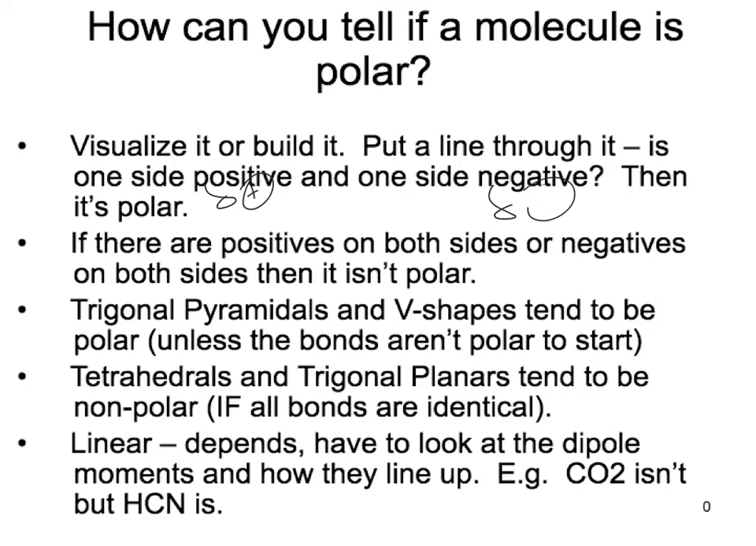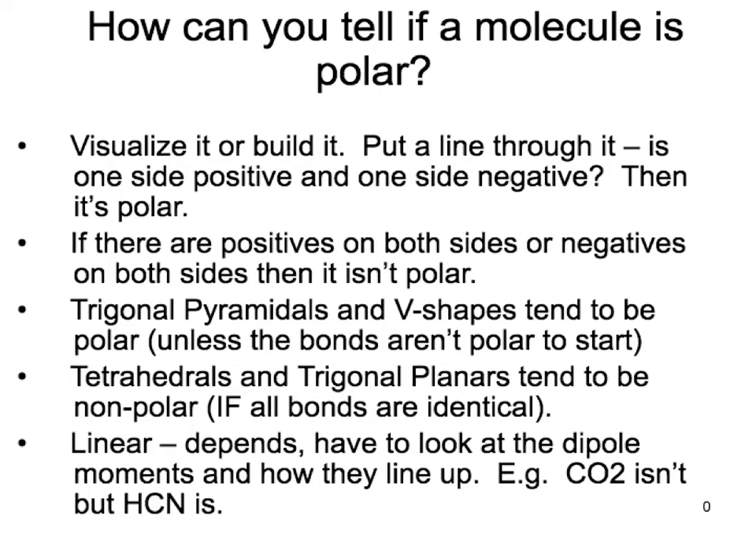Okay, and if that's the case, if we can divide up the molecule and say that part of it's positive and part of it's negative, then it's polar. But if I can't divide it up with a line, I can't have positives on one side and negatives on the other, I've got a positive and a positive on both sides, or negatives on both sides, then it isn't polar. So let's take a look at a couple of examples and try to visualize what this looks like in 3D. And when you build them on Friday, take a look at whether that molecule is polar.